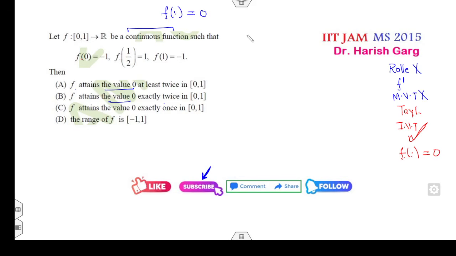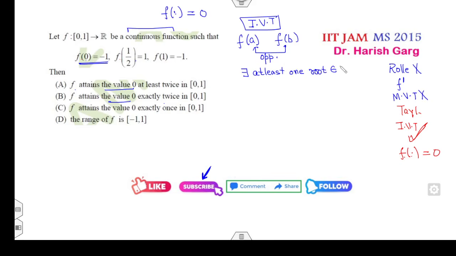Now what is the IVT? What do you need in IVT? Fine, you have to find the two numbers f of a and f of b, both of opposite sign. Now you can see f of 0 and f of half are both of opposite sign. So there exists at least one root between 0 and half. Fine. Again you can see this value is negative, this value is positive. You can see yes, there exists one root lying between half and 1.